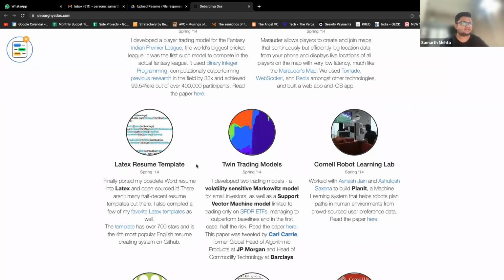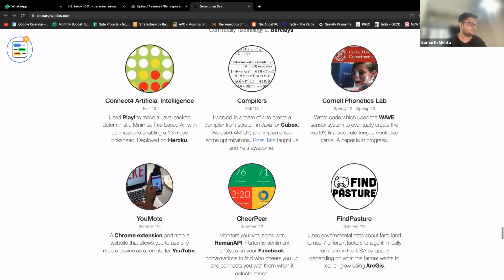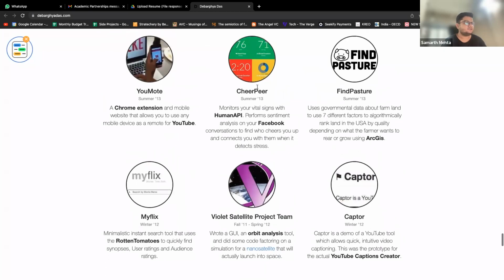And the way he's done it is so nice that he has mentioned at all points in time what his project was, right? Like, let's just say this, Connect 4 Intelligence used Play to make a Java-backed deterministic minimax tree-based AI with optimization enabling a 13-move look ahead, right? So this is a game that he had built. Now, if we look at his simpler projects, right? Say CheerPeer monitors your vital signs with human API, performs sentiment analysis on your Facebook conversations to find who cheers you up and connects you with them when it detects stress, right?